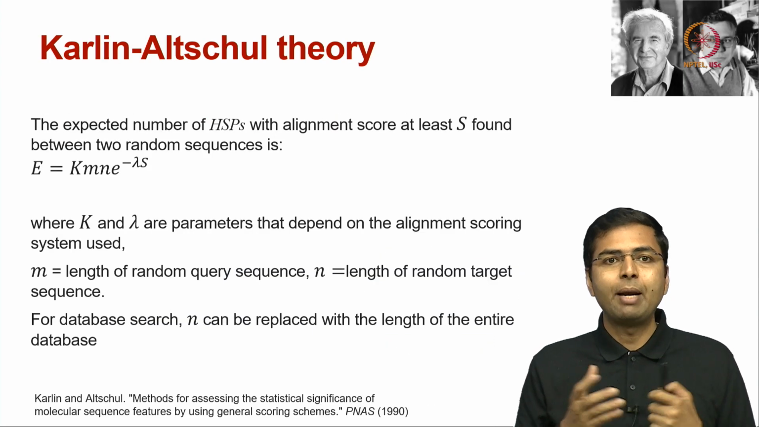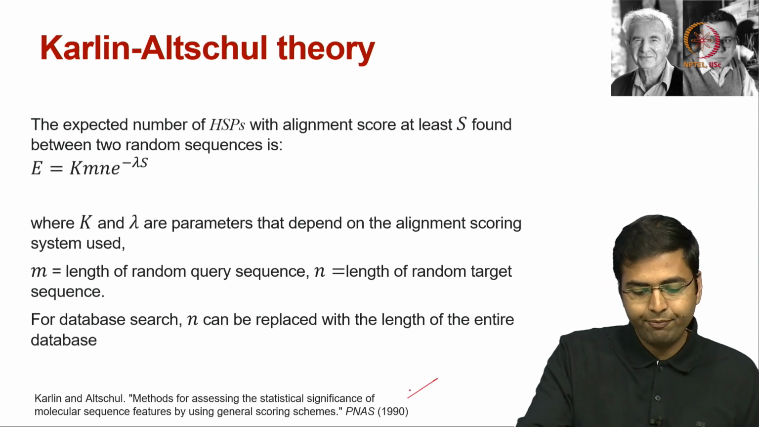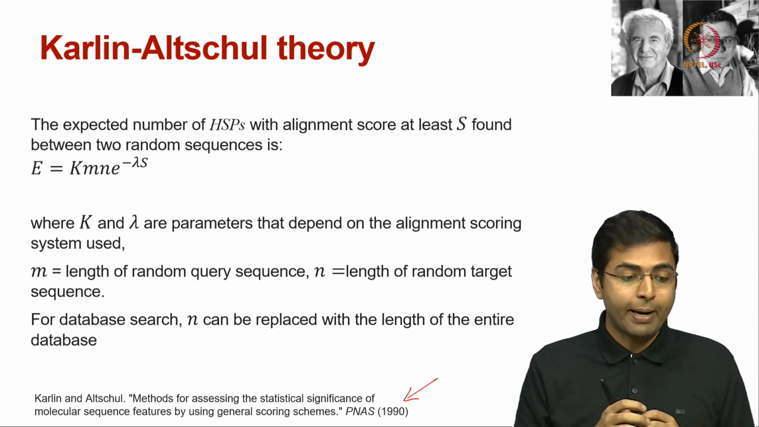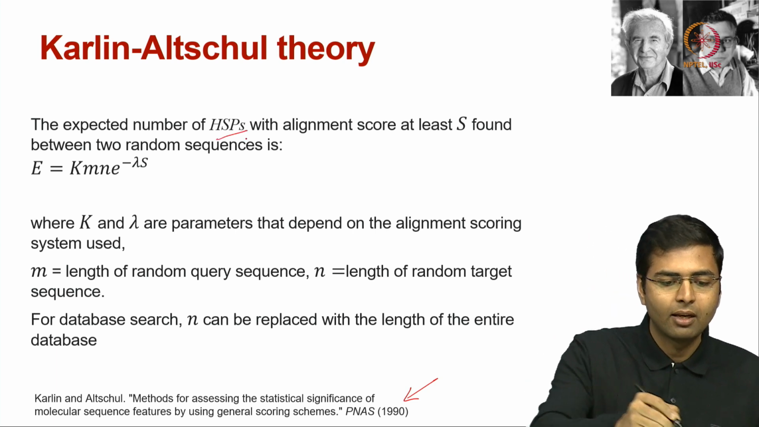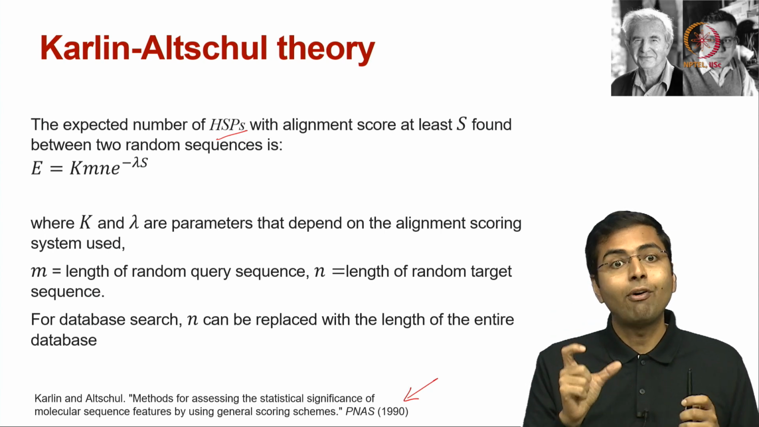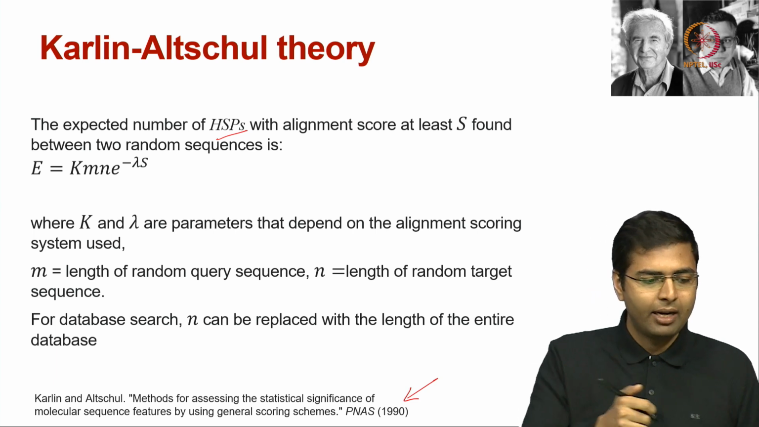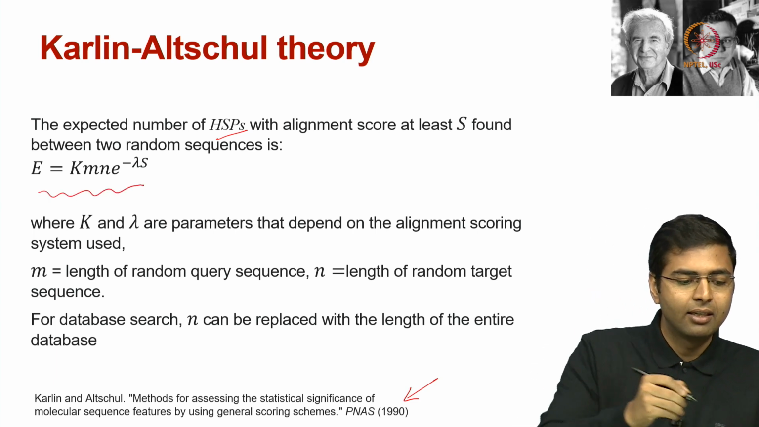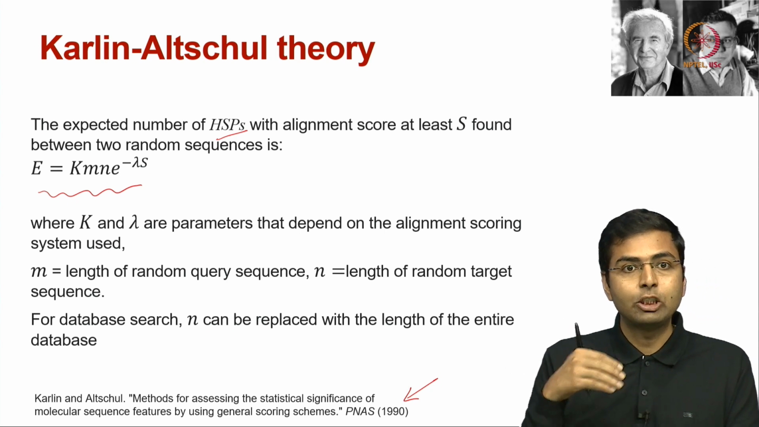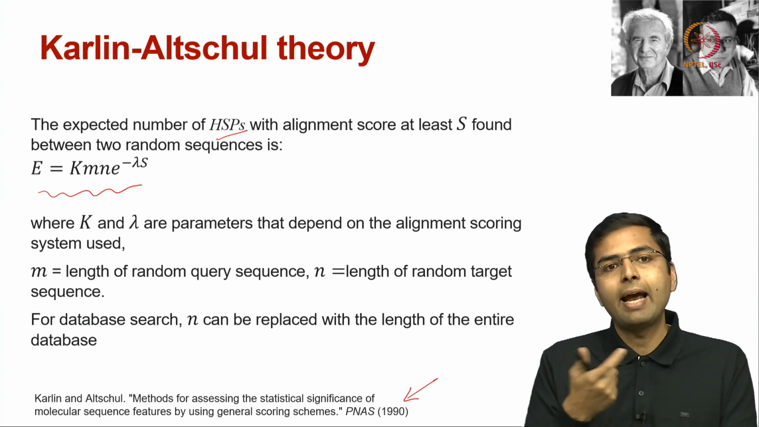So, this theory was developed by Karlin and Altschul in 1990. I have cited the paper below. In the theory, what they derived is the expected number of HSPs with alignment score at least S that are found between two random sequences, and they derived this expression, which is Kmn times exponential raised to power minus lambda S. So, this is the expression that they derived in the paper.